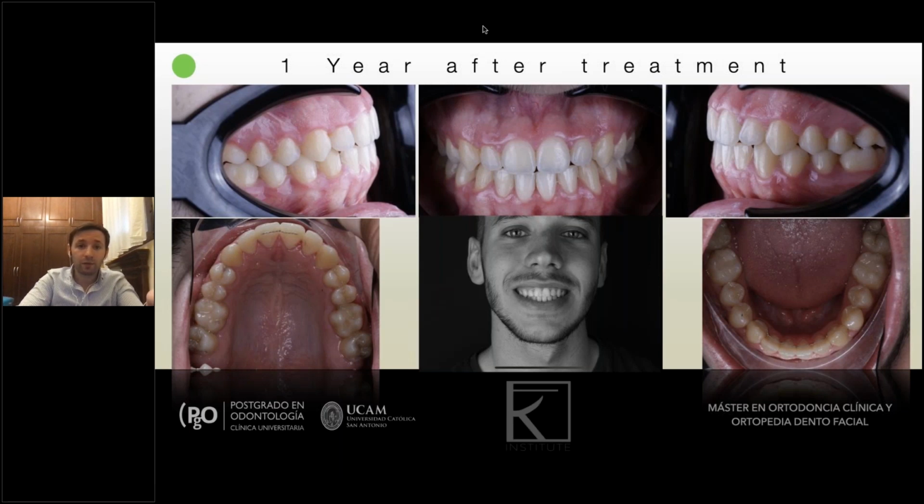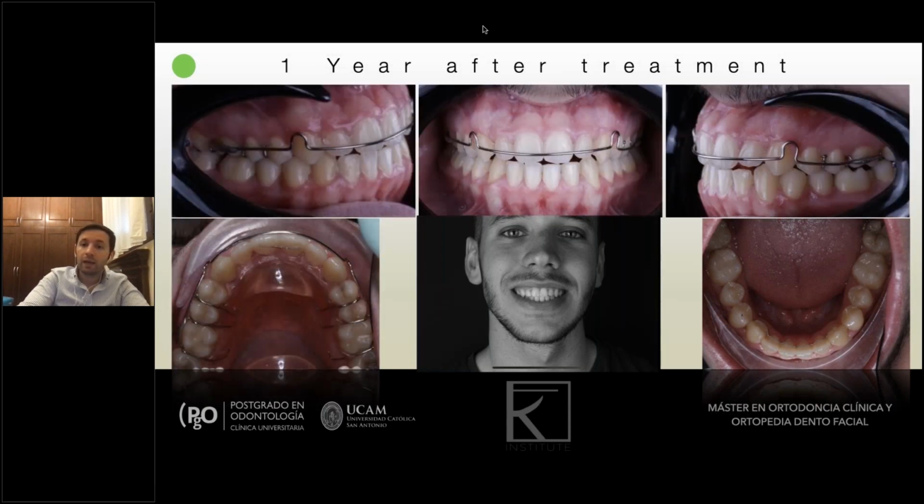So for me, it's perfect. When I have the tongue in the palatal area, it's perfect because I'm going to maintain the transversal of my patient. But at night, I like to put this appliance.